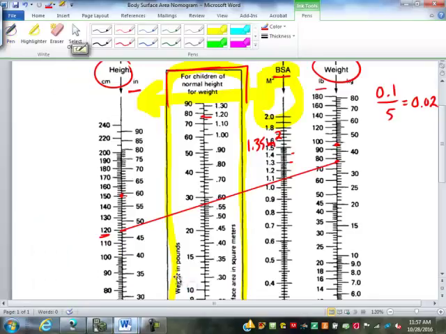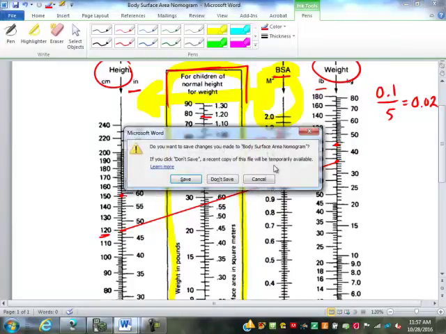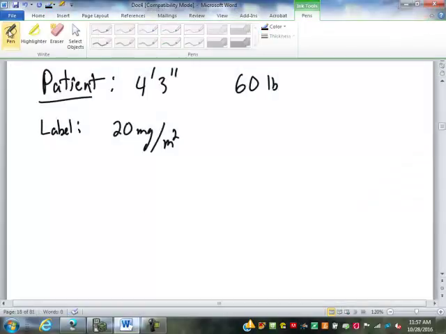Now at this point, I'm going to assume you can use the nomogram, so I'm going to scrap that. We're going to get rid of it. Does anybody have questions on how to use the nomogram? Just lining stuff up? Okay. I'm going to dump that so it's not clogging up my memory on the computer.